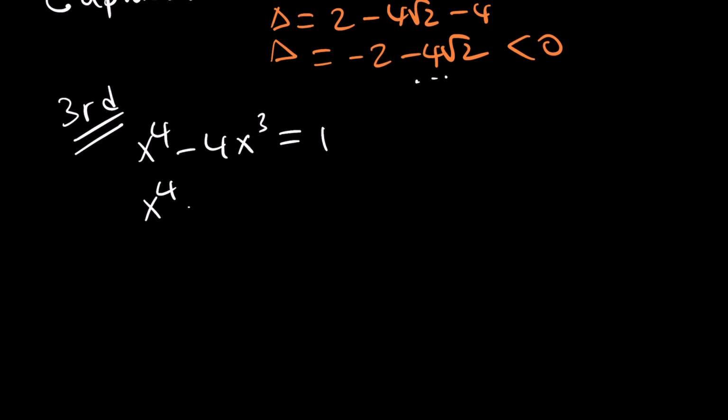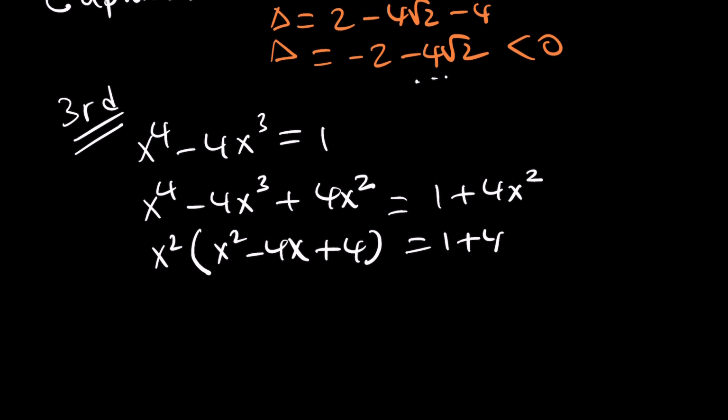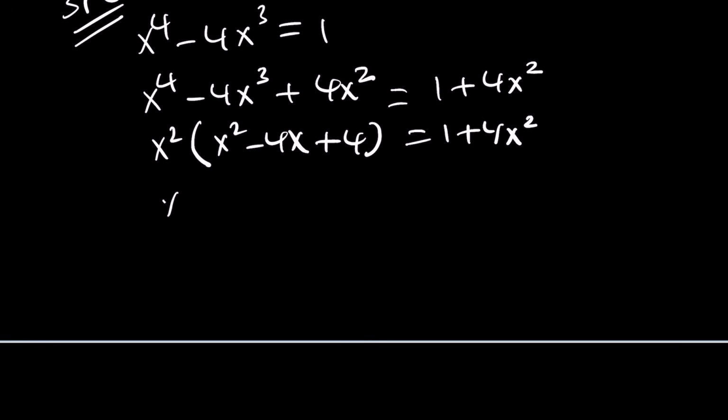If you are familiar with these kinds of expressions, you'll soon realize, okay, if I add 4x squared, right, it'll be a perfect square. Why? Because this will be x squared minus 2x quantity squared. If you don't see that, there's an alternative. You can factor out x squared and write the rest as x squared minus 4x plus 4. And hopefully you're going to realize, we have a perfect square inside the parentheses. It's x squared multiplied by x minus 2 squared.